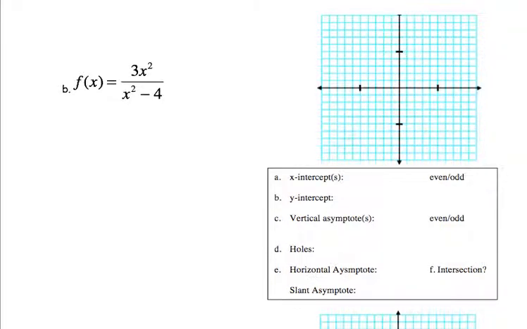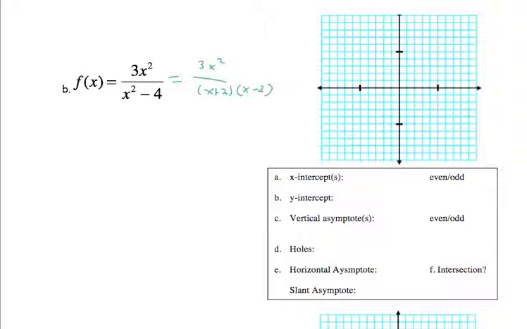We're going to graph and analyze the rational function from example 1b in notes 4.2, day 1. So we're going to begin by factoring the rational function. The denominator is a difference of squares, so it can be factored as x plus 2 times x minus 2.